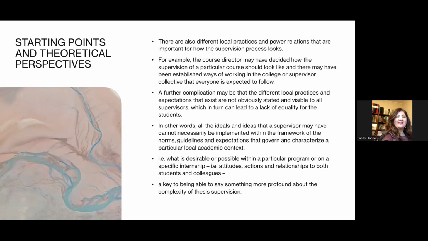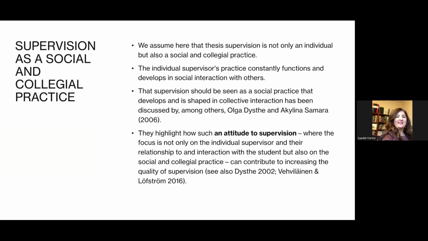In other words, all the ideals and ideas that a supervisor has cannot necessarily be implemented within the framework of the norms, guidelines, and expectations that govern and characterize a particular local academic context. What is desirable or possible within a particular program or on a specific internship is the key to being able to say something more profound about the complexity of this supervision. It can be, for example, attitudes, actions, and relationships to both students and colleagues. So many factors we should take into account.